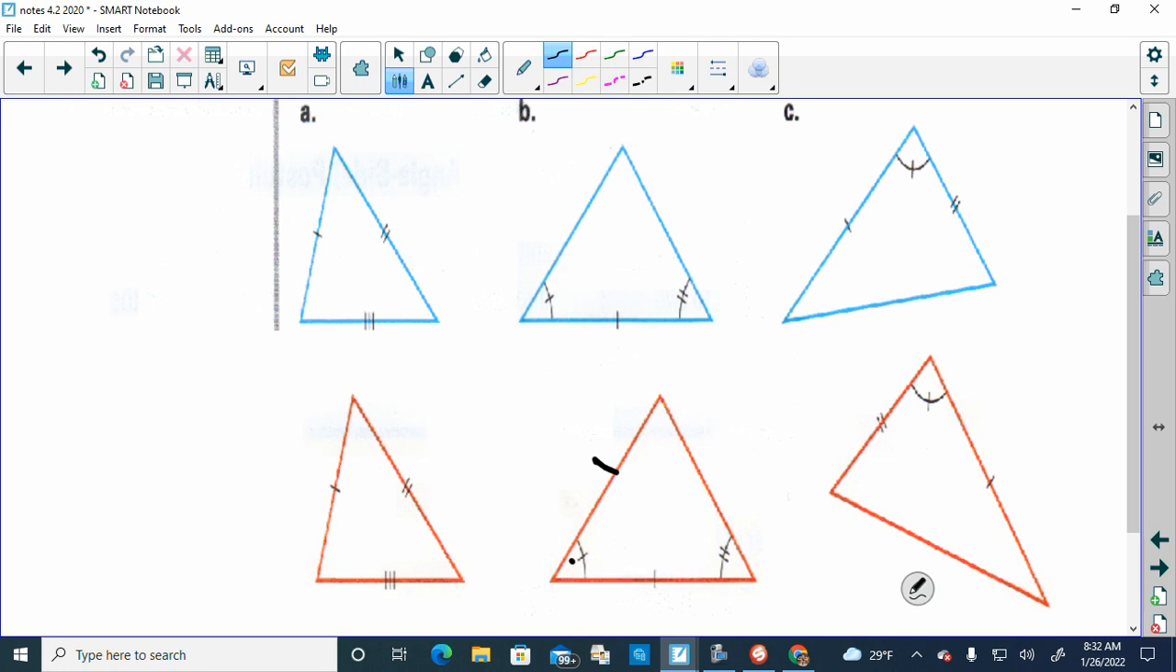Okay, so pay attention to that. Even though the markings are the same, they have to be in the same spot. So what would this one be called? Angle, side, angle. Because the side is in between the two angles. Making sense? Okay, next one.